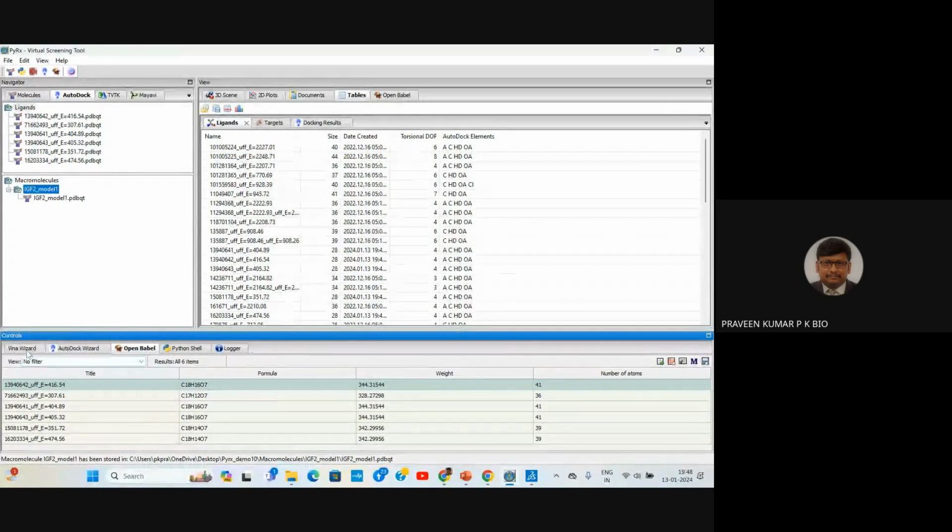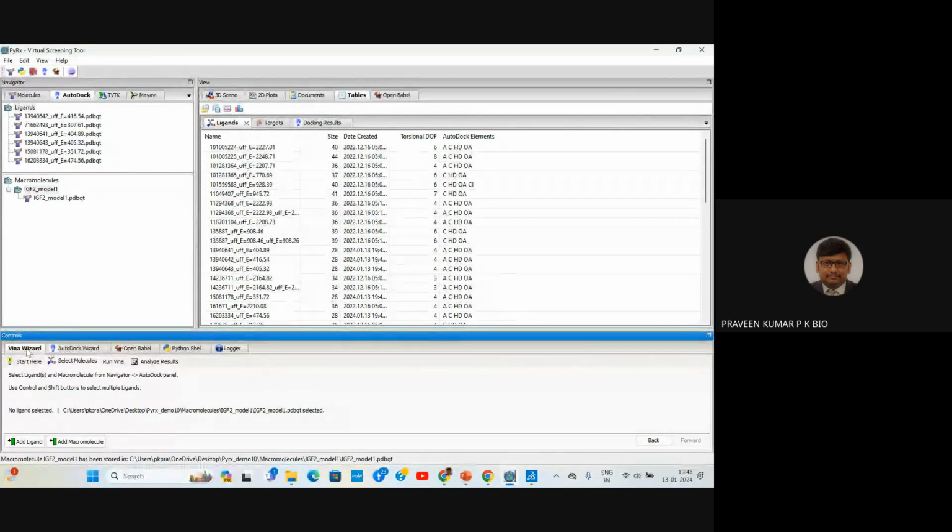The next step is to go to the Vina Wizard. If you click the Vina Wizard, you know what input parameters I have selected. Here, no ligand got selected at present, but the protein molecule IGF2 got selected. If you want to dock all the 6 ligands with the protein receptor, then you have to select all the 6 ligands. So if you click this, and click shift and select all the 6 ligands, then you can find the parameter 6 ligands selected.